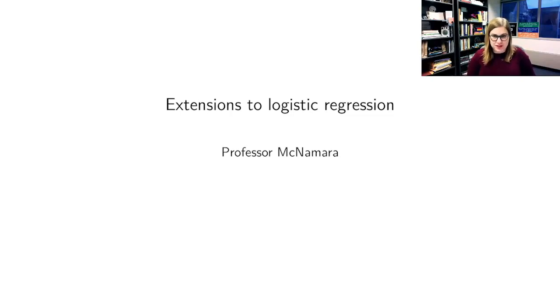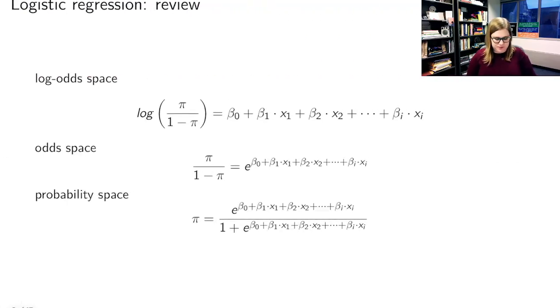All right, folks. So today we're going to talk about some extensions to logistic regression. Just as a review, the stuff we've talked about with logistic regression, it's a type of regression that we can think about in three separate spaces. So we could have it in the log odds space where it is linear, we could have it in the odds space where the equation is e to the all that stuff, or we could have it in the probability space, which is where we have e to the all that stuff over 1 plus e to the all that stuff.